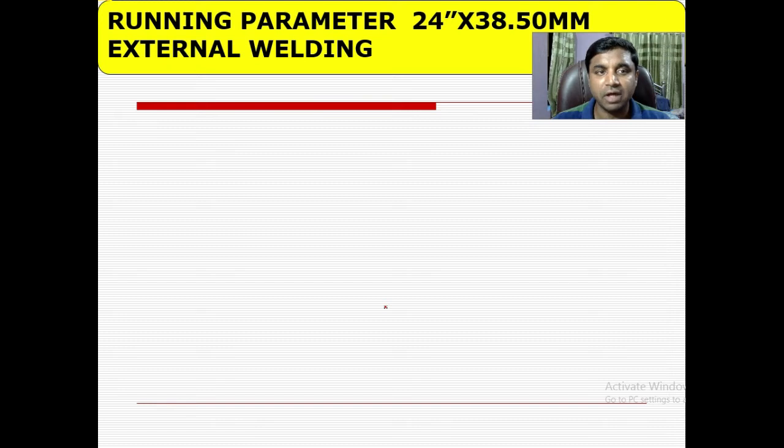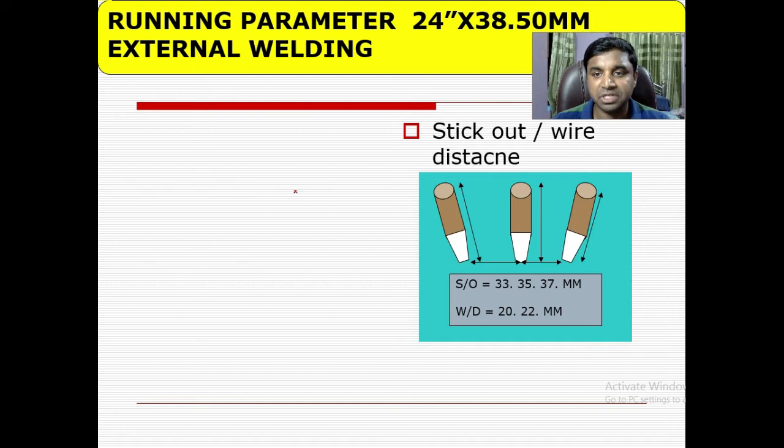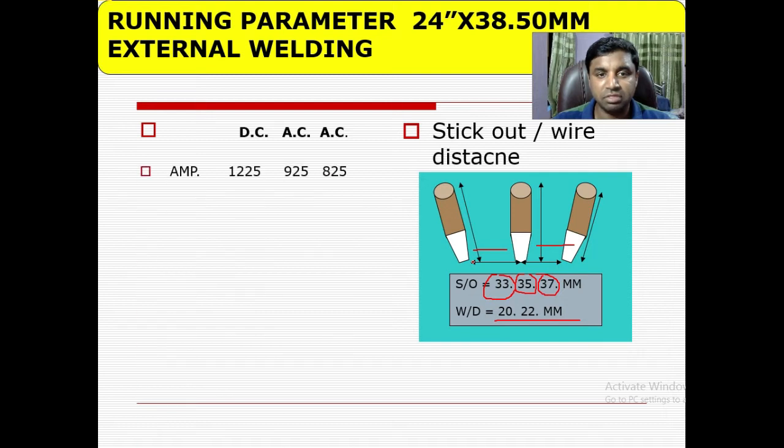Now we will go for the running parameter of the external welding. The external welding is also the same, with stick out and wire distance. Stick out is a little bit different: 33, 35 and 37. The wire distance is 20 to 20, and one is 22 mm. Again, one electrode wire should be DC and the other two AC. Amperage is 1225, 1925, 1825. This is an assumption. Voltage is 34, 38 and 40.